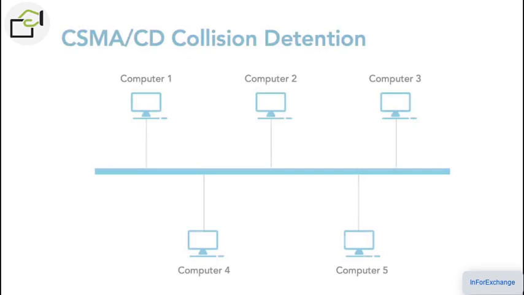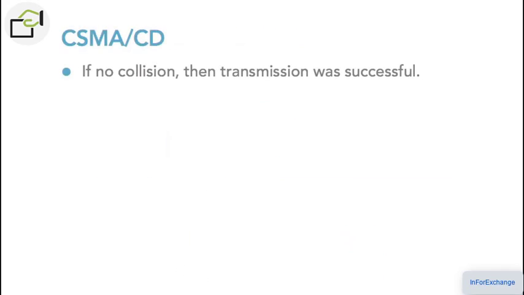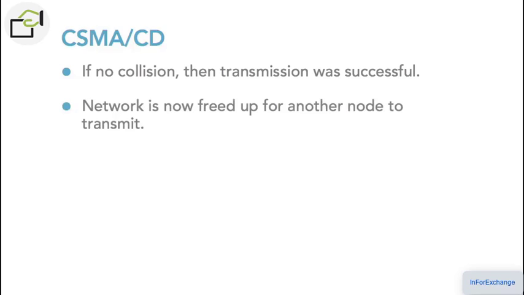This diagram illustrates what a collision would look like. Basically what happened is computer 1 and computer 5 both listened to the network and decided to send a packet at the same time. Well, when they did, their packets ended up hitting each other somewhere in the middle of the network, causing the collision. And therefore the data was lost and the collision was heard by all the computers on the network. If a collision doesn't take place, then CSMA/CD considers that the transmission was successful and now the network is freed up for another node to transmit.